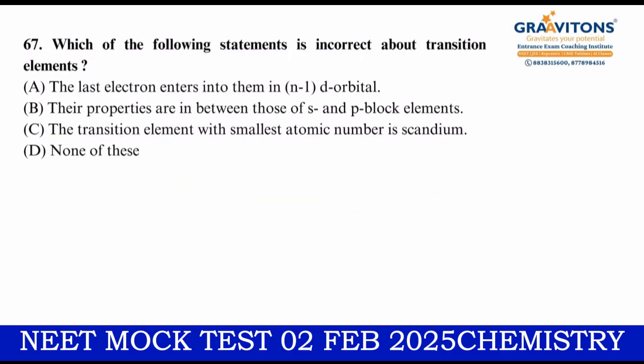Okay. 67th question. Which of the following statements is incorrect about transition elements? If you see the 4 options, option A tells you the last electron enters the n-1 d orbital. So this is correct, from the general electronic configuration n-1 d orbital is right. Their properties are in between those of s block and p block elements. Of course, we all know this option is also right. The transition element with the smallest atomic number is scandium. Yes, it is with atomic number 21, the smallest atomic number element in the d block series. So this statement is also right. They are asking for the incorrect one, where all 3 are right, so I should take option D. None of these is a right one.